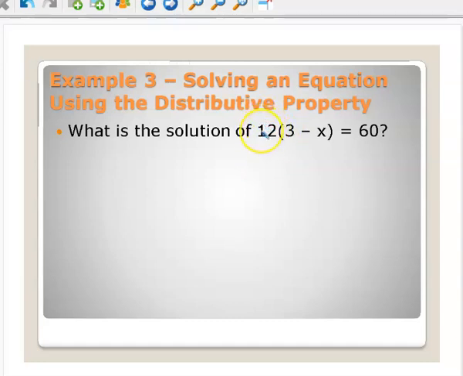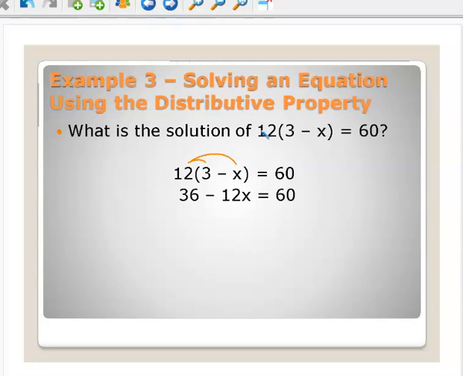Okay, so first things first here, we are going to go ahead and apply that distributive property by multiplying the 12 to every term inside of the parentheses. Just like we've done before, you notice I included the arrows there. So 12 times 3, we're going to get 36. And 12 times a negative x, you get the negative 12x, and that's equal to 60.